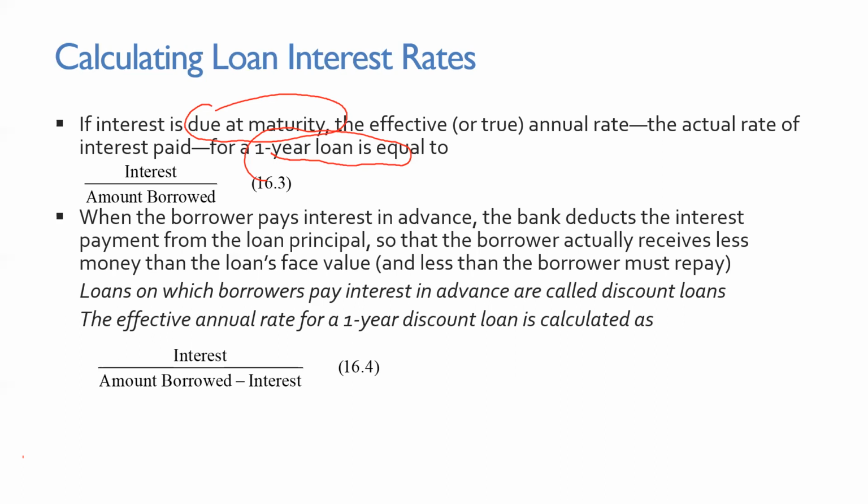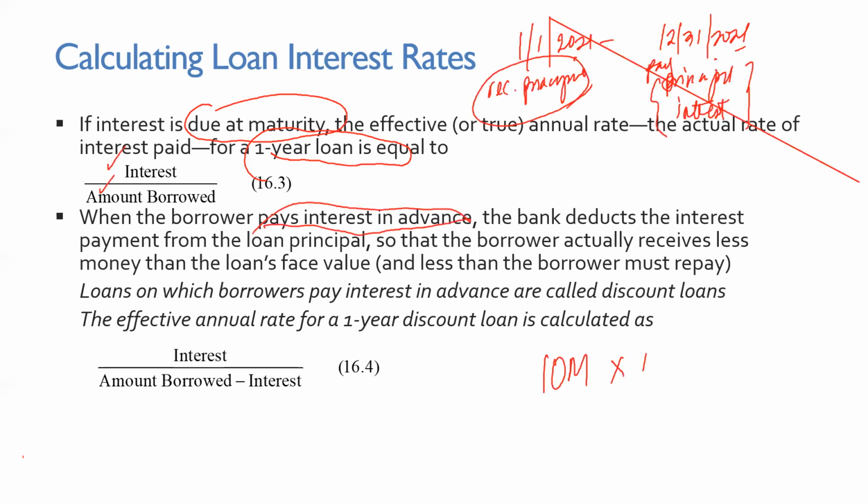So, kahit na, for example, nangungutang ka ng 10 million. Okay? The interest is 1 million, for example. If it is discounted, meaning i-deduct yung interest at the onset, ang matatanggap mo na lang net proceeds out of the loan will be 9 million. Okay? So, ganun yung itsura niya.